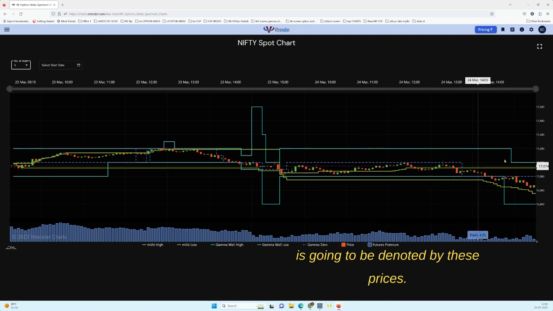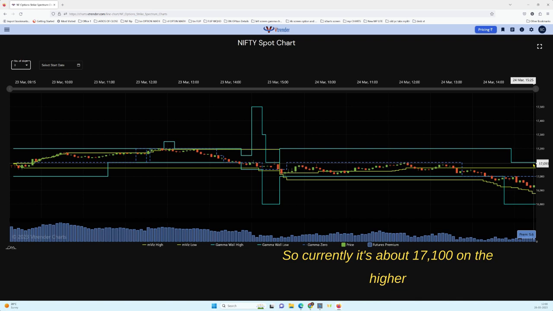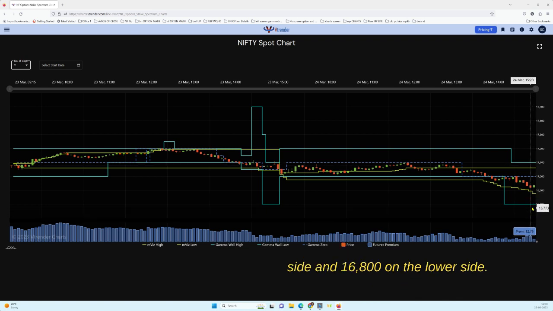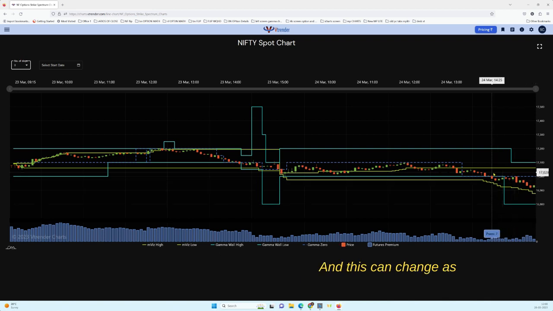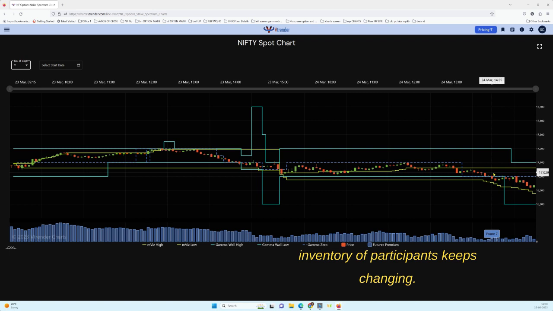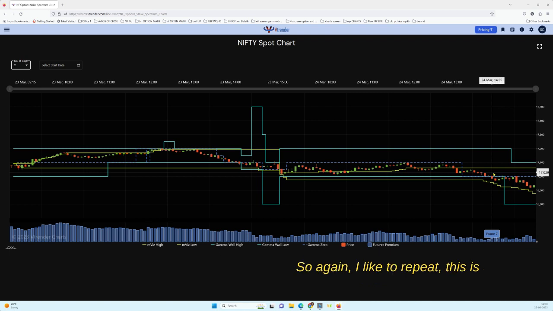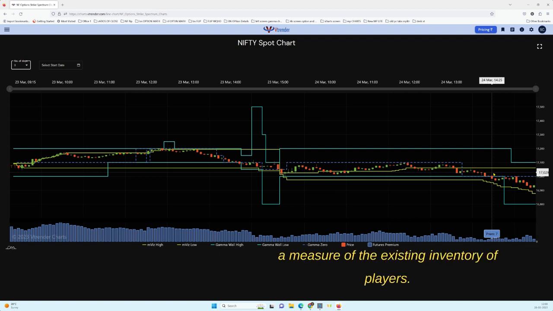This is going to be denoted by these prices. Currently it's about 17,100 on the higher side and 16,800 on the lower side, and this can change as the inventory of participants keeps changing. So again, I like to repeat, this is a measure of the existing inventory of players, and the spectrum is projecting a high and low of that inventory which is there in the market.